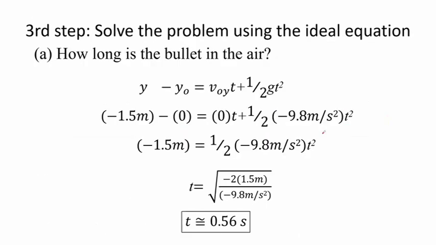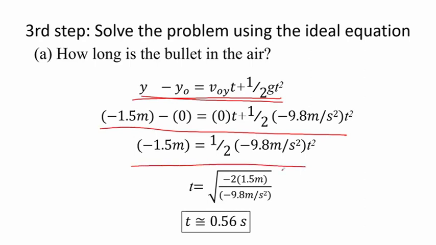So for the first question, the time of flight of the bullet launched horizontally at 1.5 meters high is equal to 0.56 seconds. We note that we ignore the plus or minus sign for the physical quantity time, since it is a scalar quantity, or in other words it's simply the magnitude.